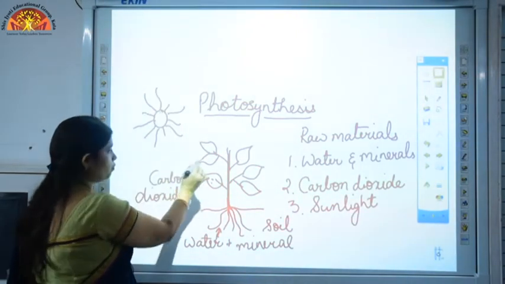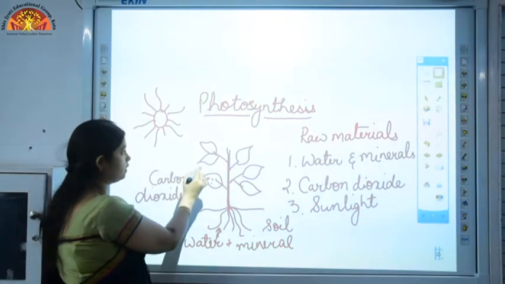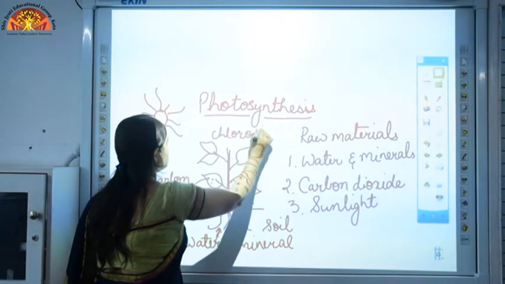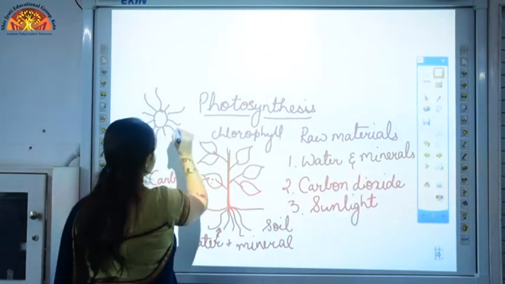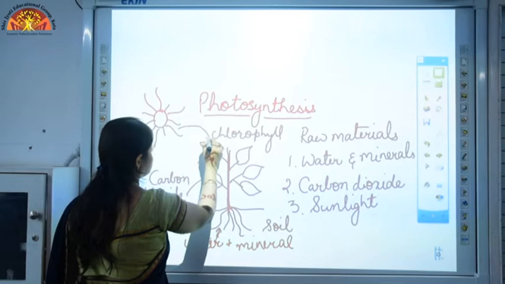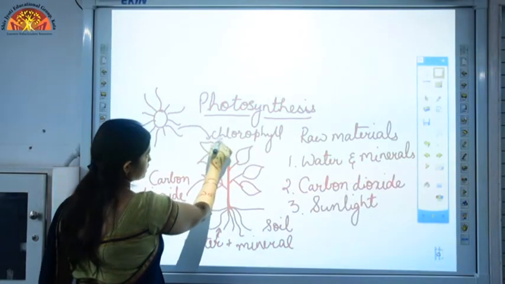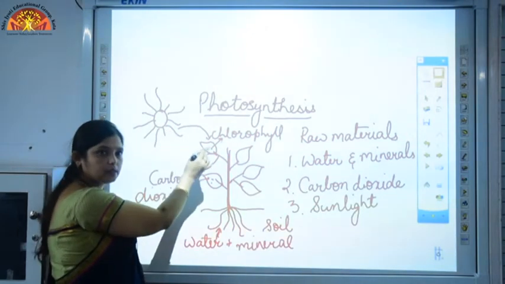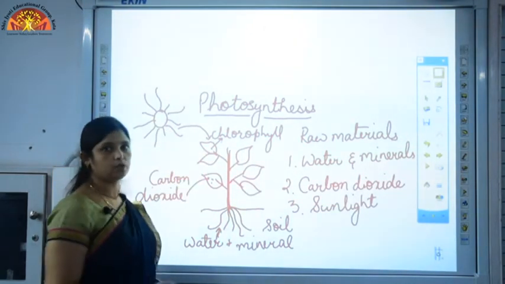Now the chlorophyll which is present in the leaves absorbs the sun's radiation. So it absorbs the solar radiations, or the sunlight, which helps in the process of photosynthesis.